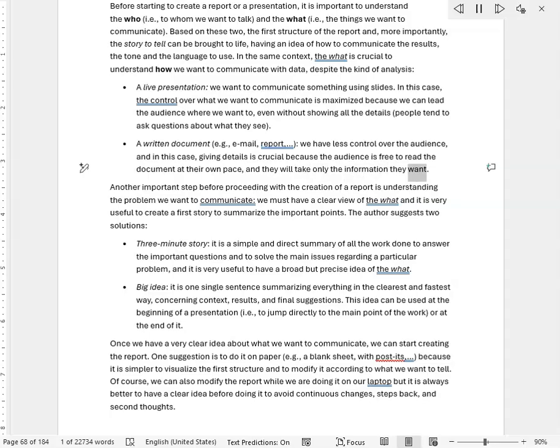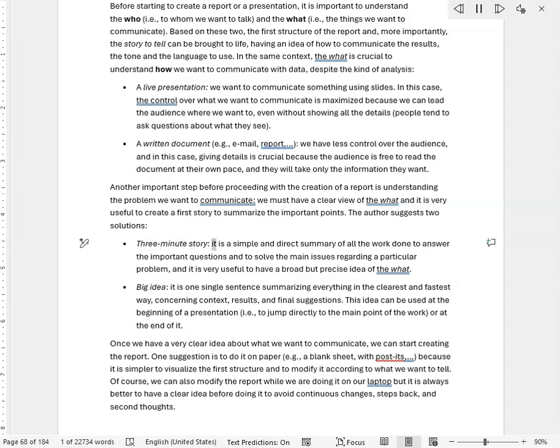Another important step before proceeding with the creation of a report is understanding the problem we want to communicate. We must have a clear view of the what, and it is very useful to create a first story to summarize the important points. The author suggests two solutions.